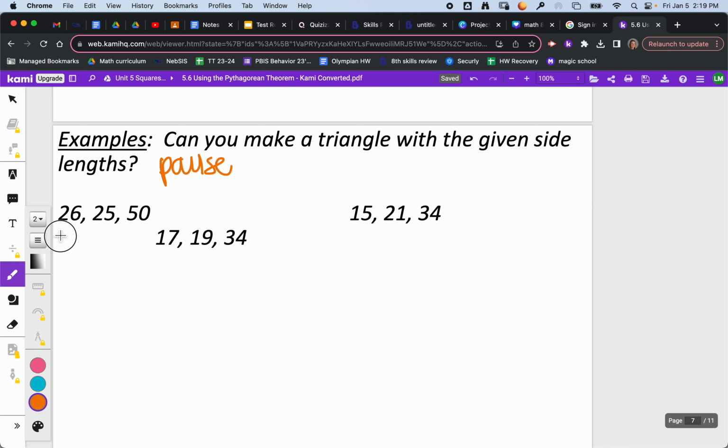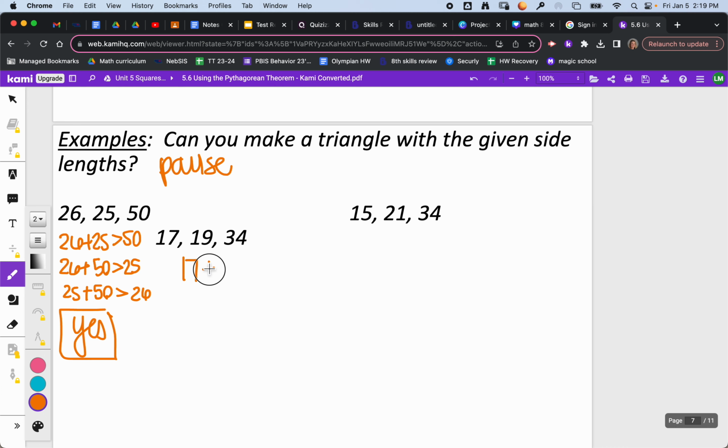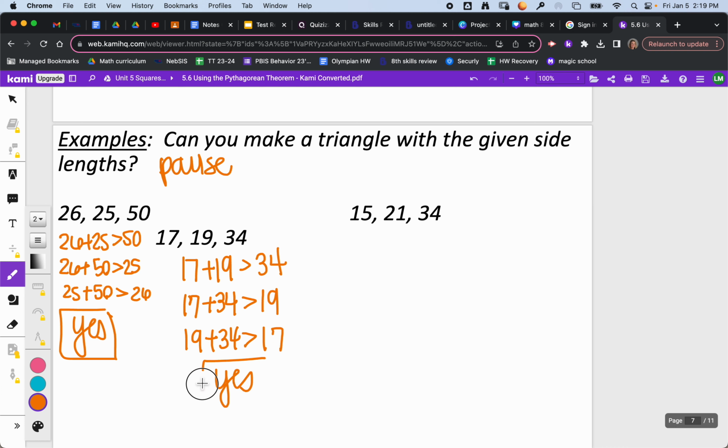All right, so what I did is I started with the 26 plus 25. It is greater than 50, so then I just paired up a few more. 26 plus 50 is greater than 25, and then 25 plus 50 is greater than 26. So this one is a yes. The next one, 17 plus 19 is greater than 34. 17 plus 34 is greater than 19, and 19 plus 34 is greater than 17. So all of these would be a yes.